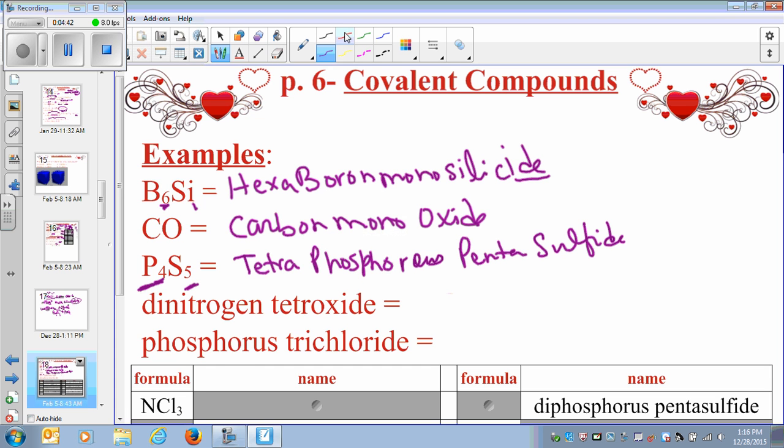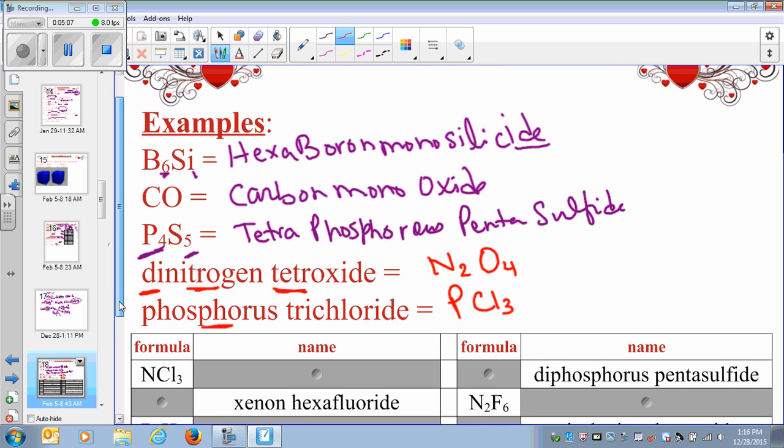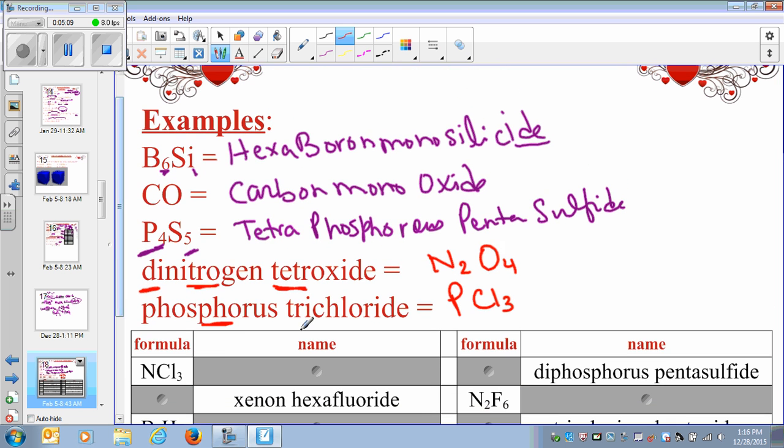And writing the formula is even easier. There is no crisscross. I write as I read. I have 2 nitrogens, so I'll say dinitrogen tetroxide. Tetra means 4 oxygens. Then I have phosphorus, just phosphorus, so I write P. Trichloride means Cl3. So dinitrogen tetroxide or phosphorus trichloride. So this is how you name the compound. So go ahead and complete the practice, and we will do it in the class.